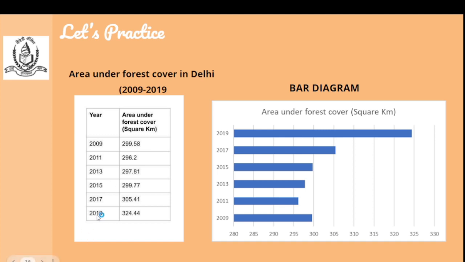So for example, if we take the year 2019, you can see the area observed or area calculated under the forest cover is 324.44 square kilometers. You can see that on the vertical axis, the category of data, that is the year, is represented, and a horizontal bar is drawn, and the length of the bar is proportional to the value given here, 324.44. You can match it on the horizontal axis in square kilometers.